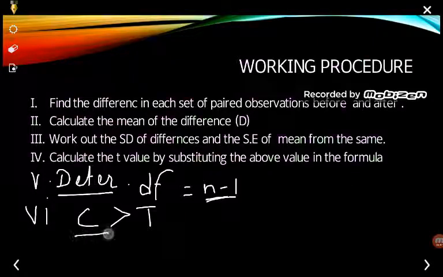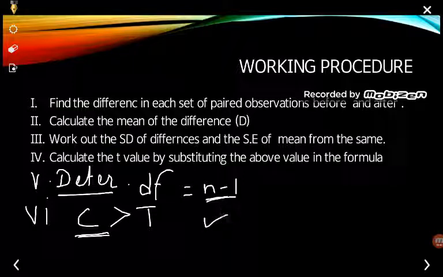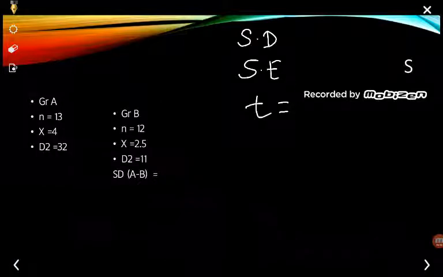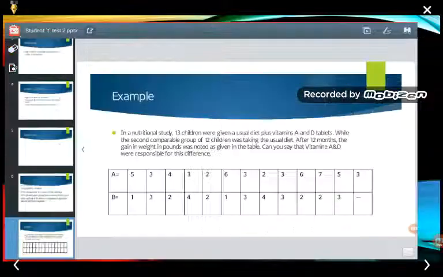If the calculated value is more than the tabulated value, then we can say that the null hypothesis is accepted, and if the tabulated value is more than the calculated value, then we say that the null hypothesis is rejected. So in this way we perform the paired t-test. We'll see it in detail tomorrow, how to calculate the paired t-test. So today we dealt with the working procedure of the paired t-test as well as the calculation of the unpaired t-test which was left incomplete yesterday.